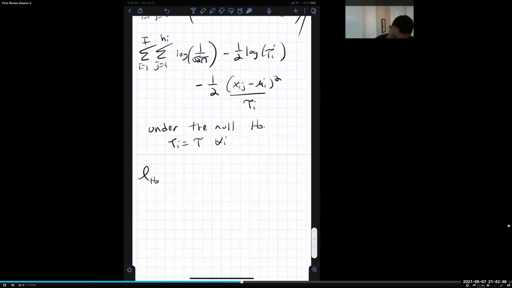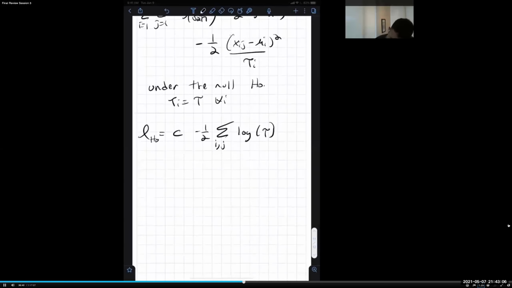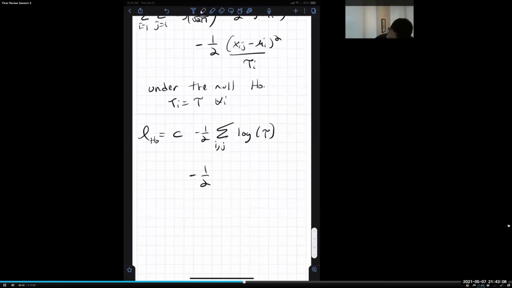First of all, I'm just going to distribute the sum to this, and I'm just going to call this C because it's some constant. It doesn't depend on anything that we care about. So this is just equal to some constant minus 1/2, and I'm going to write the double sum as i comma j, so I don't have to keep writing double sums of log tau minus 1/2. Actually, I'll write both sums. The sum over the i's and the sum over the j's, but I won't write the top index. And this is also minus 1/2 the sum of the i's, the sum of the j's, xij minus mu i squared over tau.